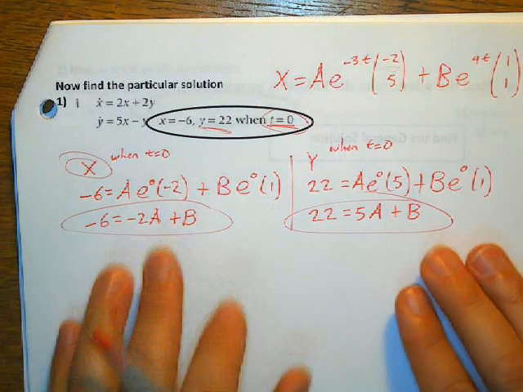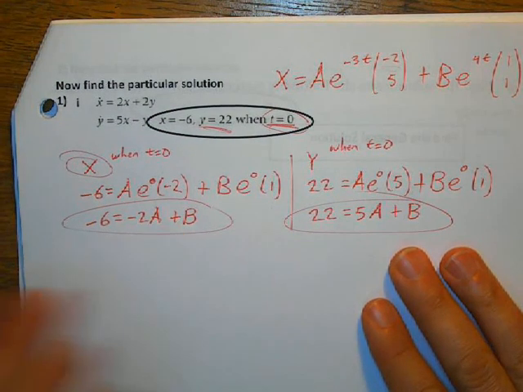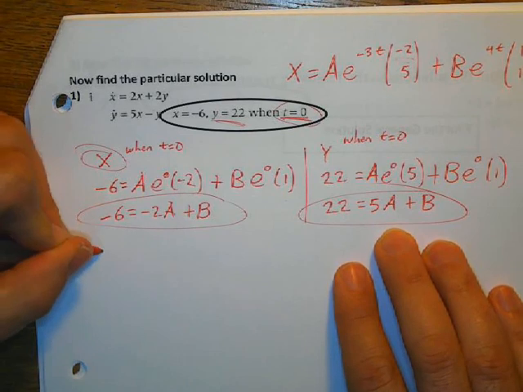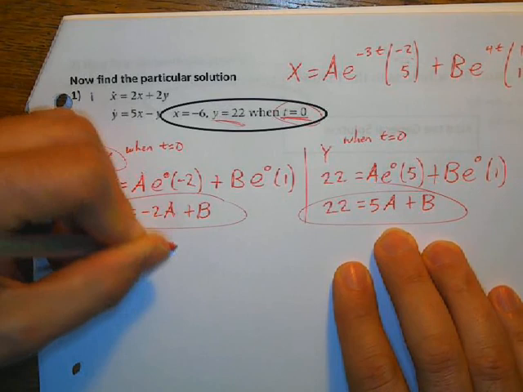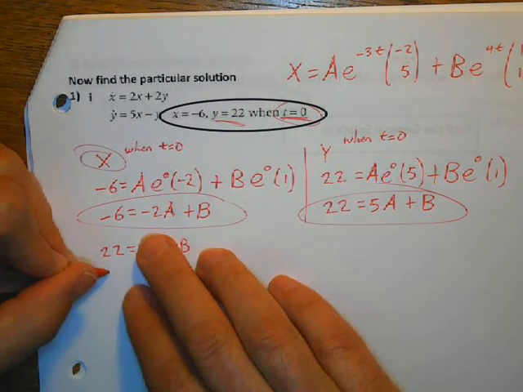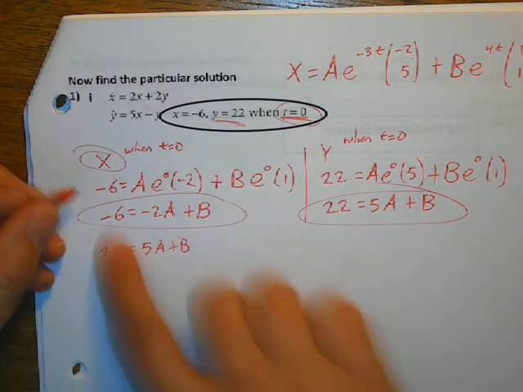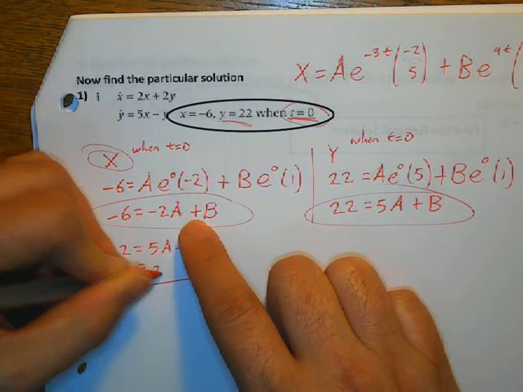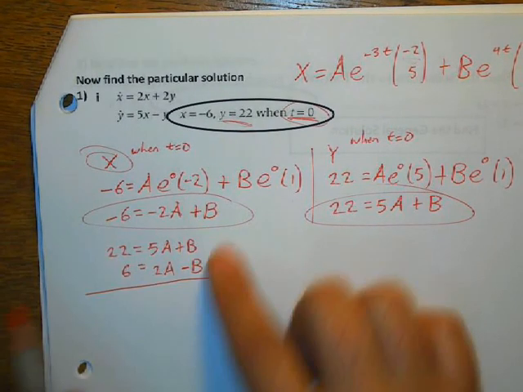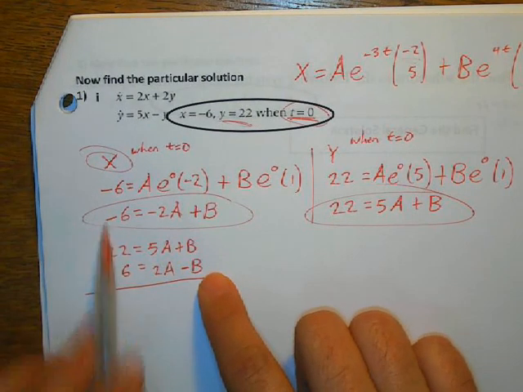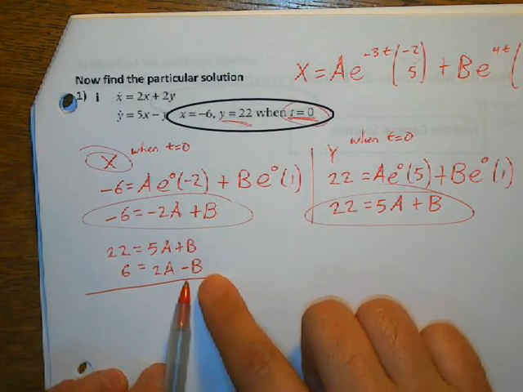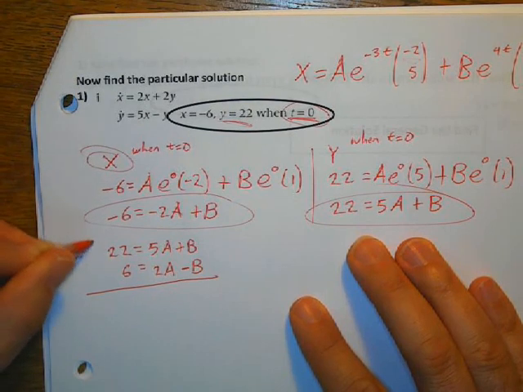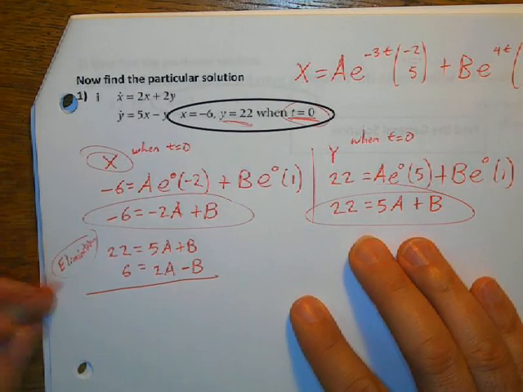Okay, so now we're going to solve for a and b. So to do that, I'm going to line them up. I'm going to write 22 equals 5a plus b, and I'm going to change the signs of everything so I can add these rows together. So I'm going to change this to a positive 6, change this to a positive 2a, and then change this to a negative b. So what did I do? I just took this equation and wrote it down and changed the signs of everything. 6, 2a, negative b. And I did that so I can use elimination. Okay, I'm using elimination, and so then I can add these together.